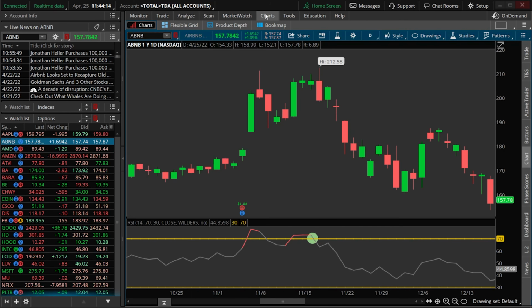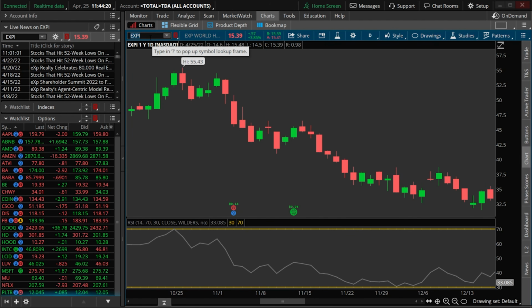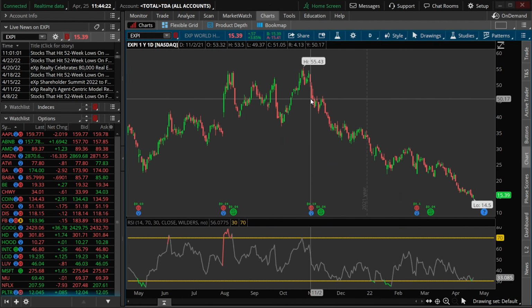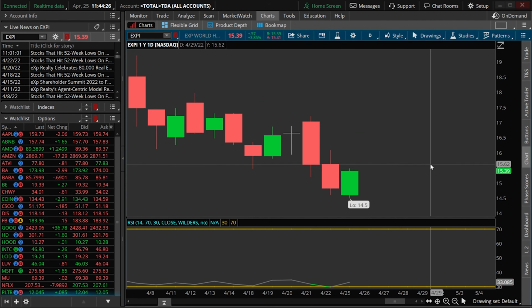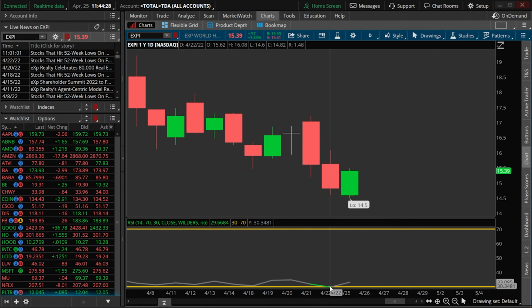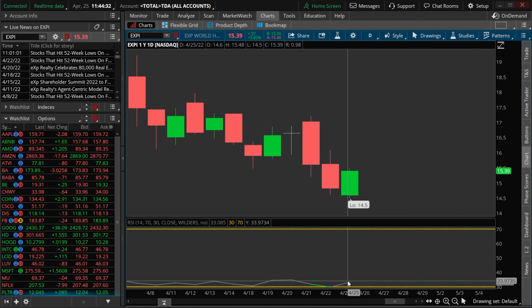So I'm going to come back up here to the charts page, type in EXPI up here, and right now we're not actually at the current day, so let's go ahead and zoom out. And you can see that it does actually meet our criteria as of right now. So it was near oversold territory, and it just recently crossed back above oversold, so our buy signal.